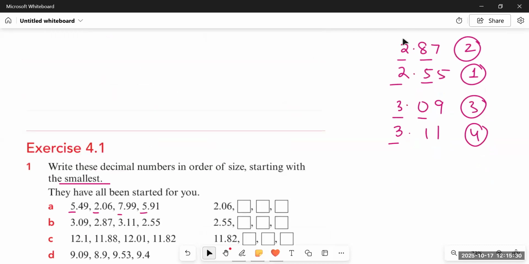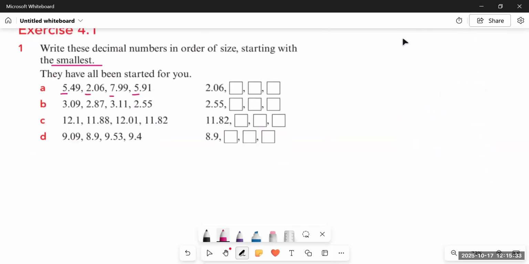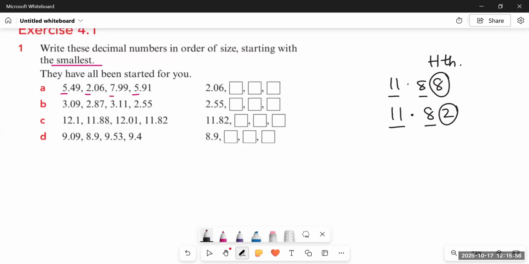Then we have 12.1, 11.88, 12.01, 11.82. So first we will compare 11.88 and 11.82. Here you will find that 11 is the same in both of them, and then the first decimal place is also equal to each other. So we have to compare 8 and 2, the hundredth place over here. So since 2 is smaller, it would become the smallest, and 8 is larger than 2, so it would become second. And then comes 12.1. Here comes the one we were discussing earlier, that out of 12.1 and 12.01, which one would be greater?